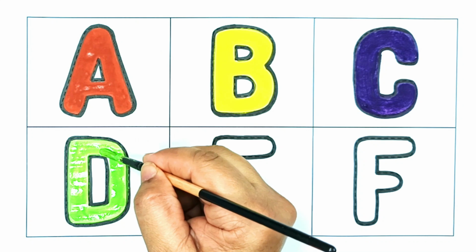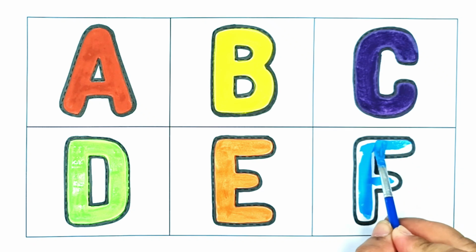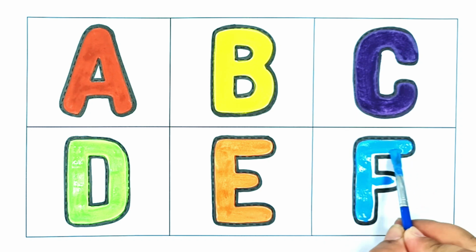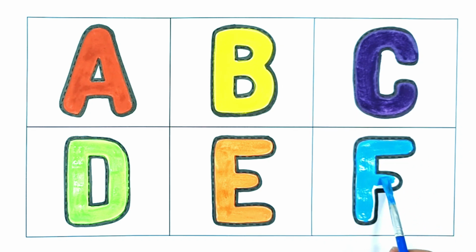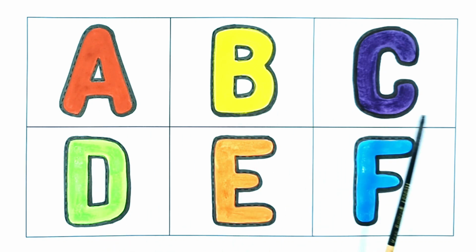D for doll. D for doll. E for egg. E for egg. F for frog. F for frog. A, B, C, D, E, F.